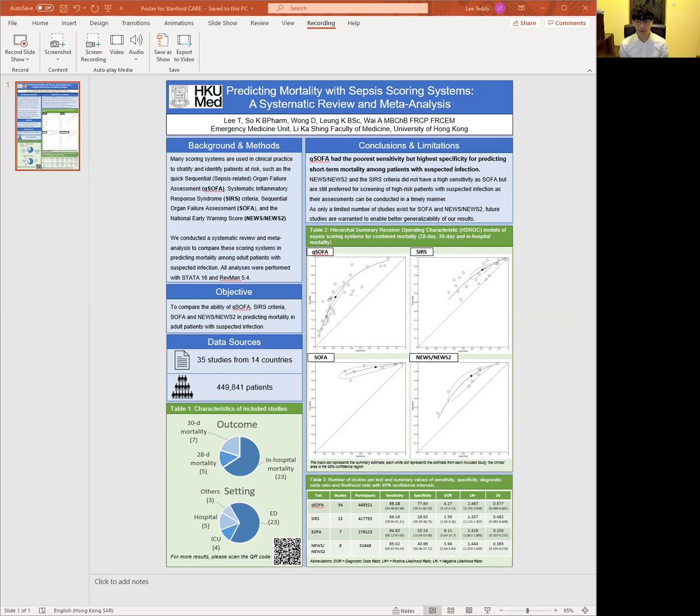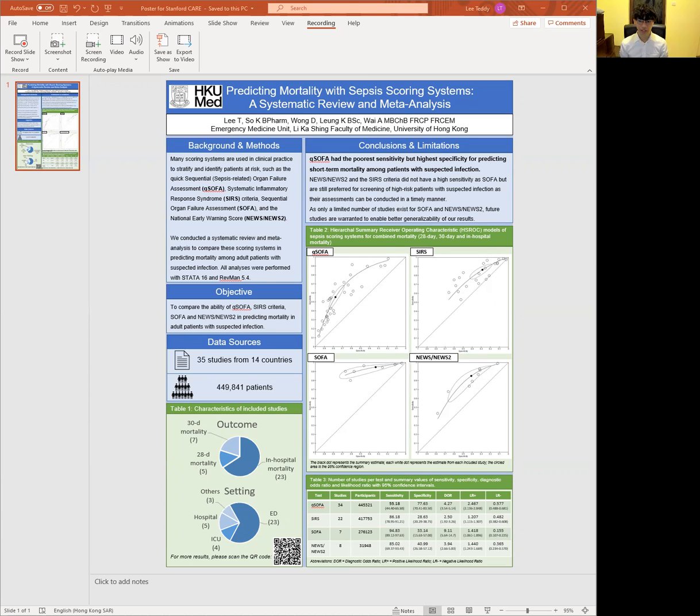If the dashed region is more to the upper right of the figure, it means that the scoring system has a higher sensitivity but lower specificity. In contrast, if the dashed region is more on the lower left, it means the scoring system has a lower sensitivity but much higher specificity.